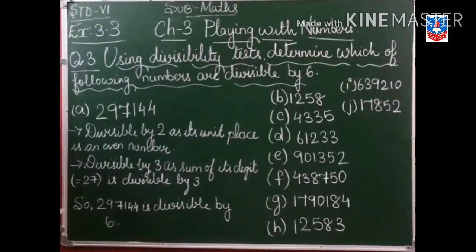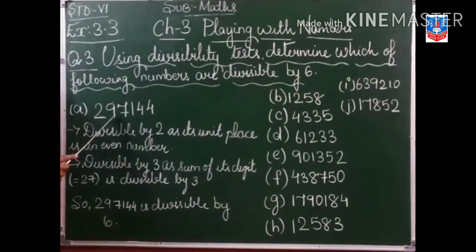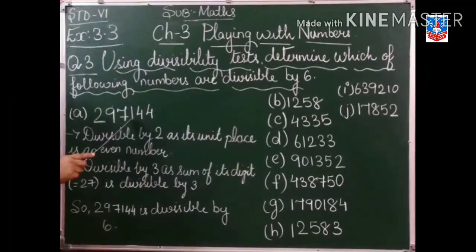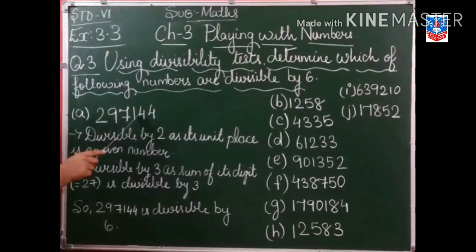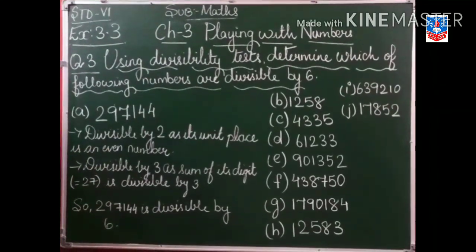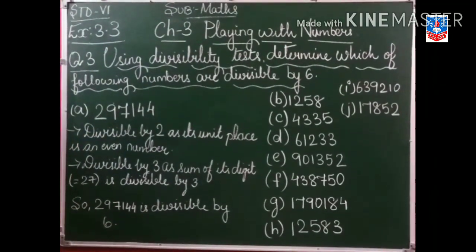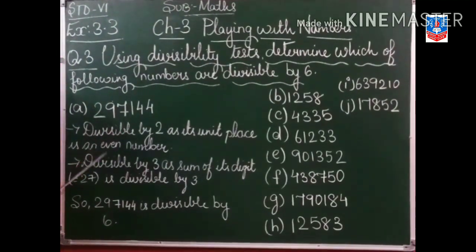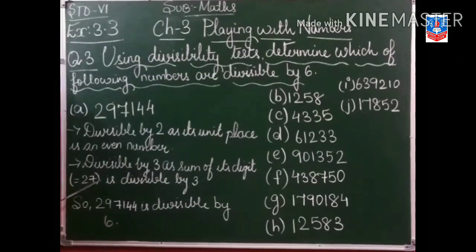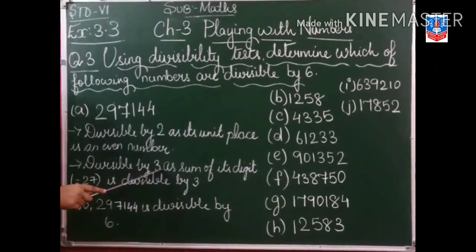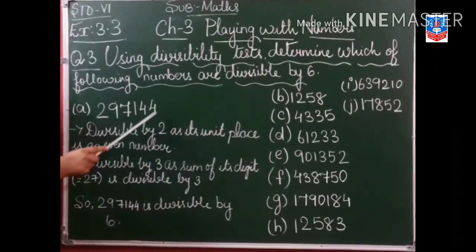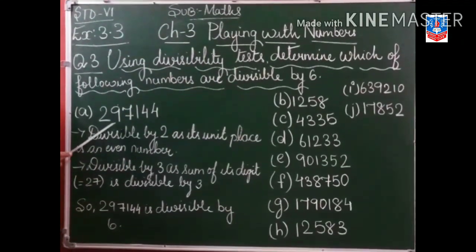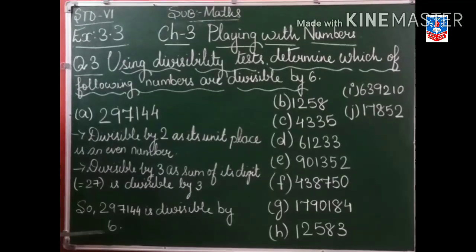Now, let us check the sum of its digits. 2 plus 9, 11. 11 plus 7, 18. 18 plus 1, 19. 19 plus 4, 23. 23 plus 4 is 27. So, this total is 27. And 27 is divisible by 3. So, this number is divisible by both 2 and 3. So, our given number is divisible by 6.